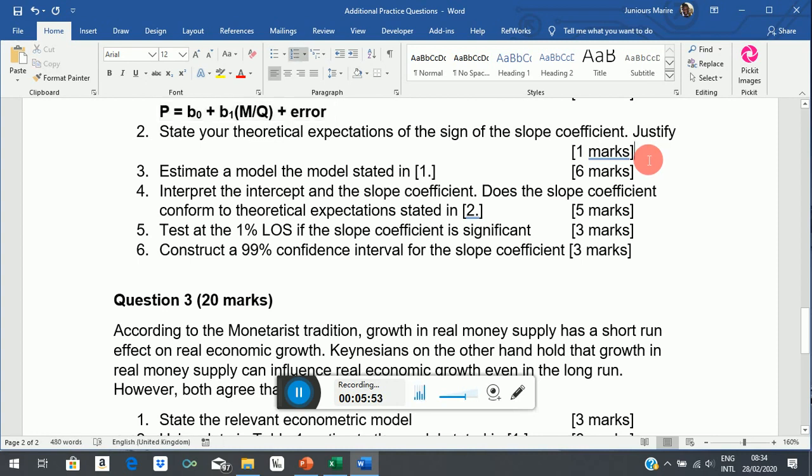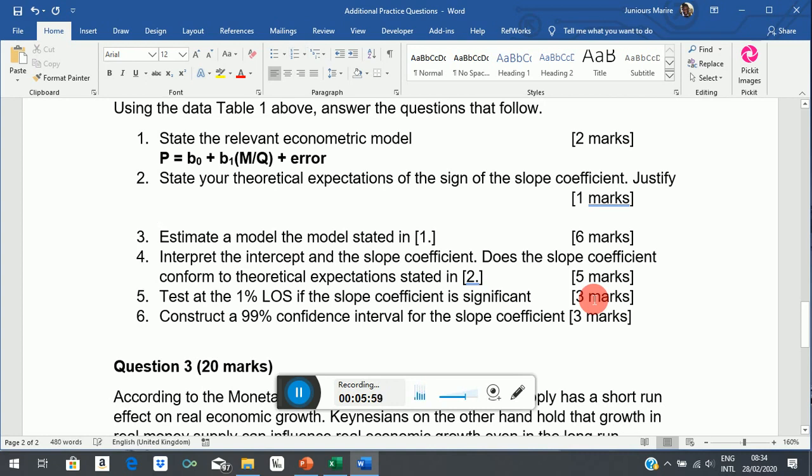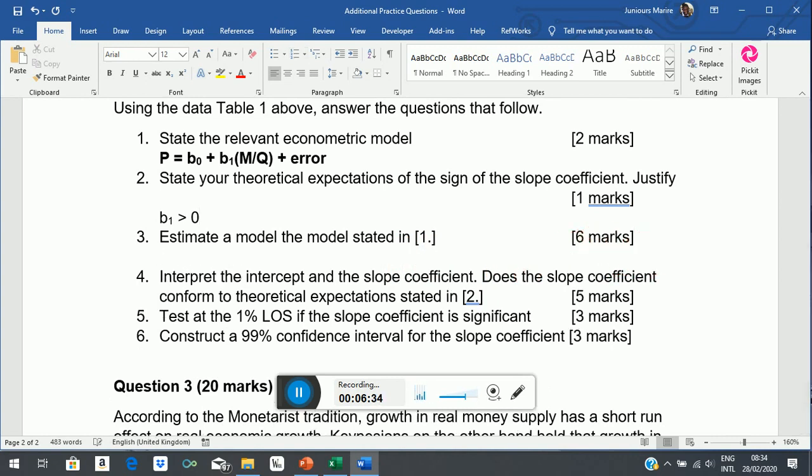What are your expectations? Of course, from the very statement we have up there, it's clear that there's a positive relationship, okay? So your B1 is expected to be greater than 0, it should be small b. B1 should be greater than 0, because as your money supply to quantity ratio increases, so will the inflation level. Since you're saying too much money will be chasing too few goods, then you are required to estimate this very model you have stated here.